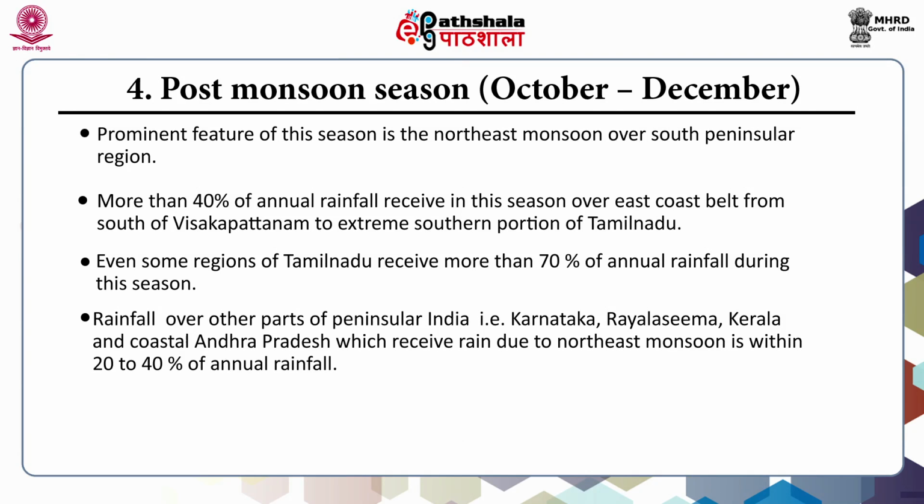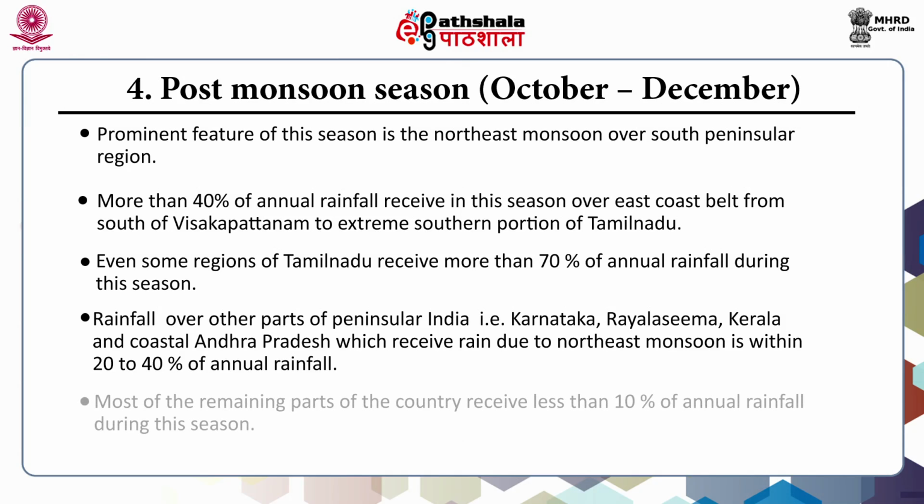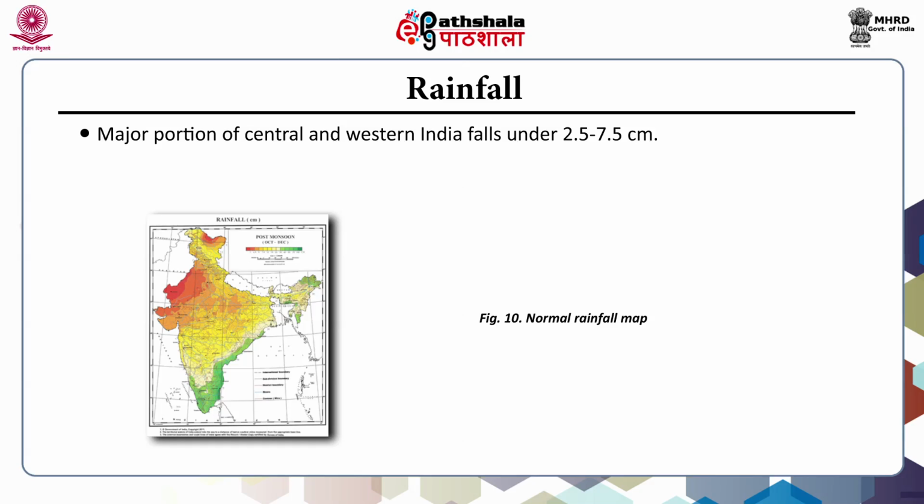Rainfall over other parts of peninsular India, that is Karnataka, Kerala and coastal Andhra Pradesh, which receive rain due to the northeast monsoon, is within 20 to 40% of annual rainfall. Most of the remaining parts of the country receive less than 10% of annual rainfall during this season. A major portion of central and western India falls under the range of 2.5 to 7.5 centimeters of rainfall.